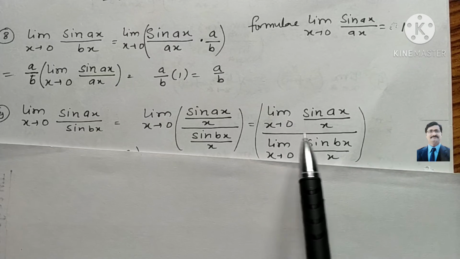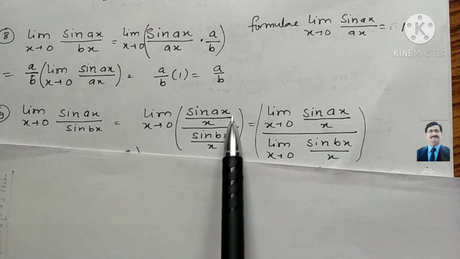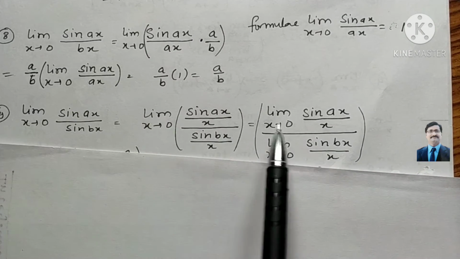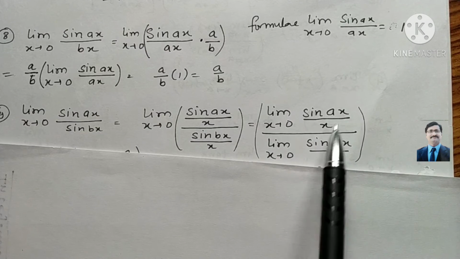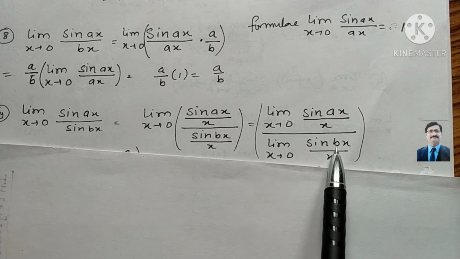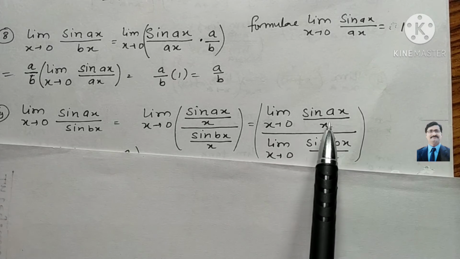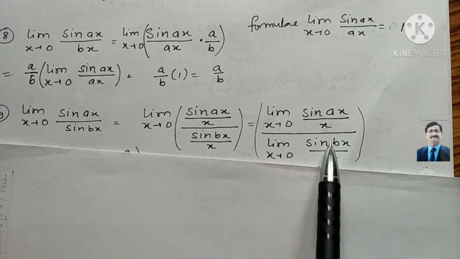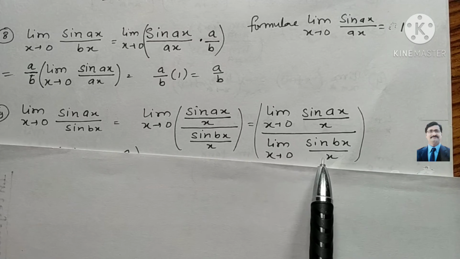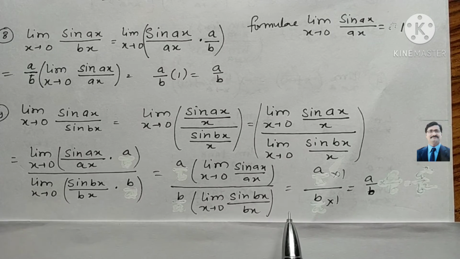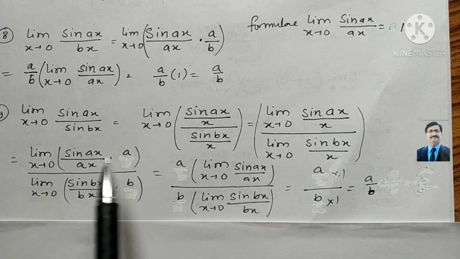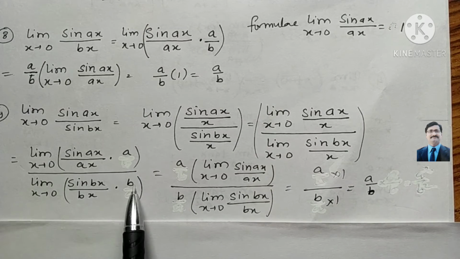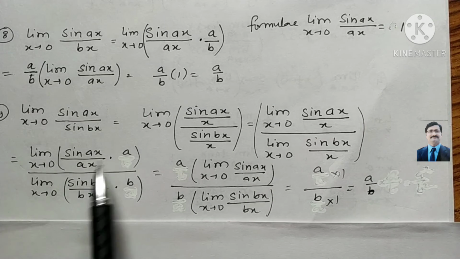First, the numerator and denominator we separate. This is our numerator and this is the denominator. So we get the limit as x tends to 0 of sin ax upon x, and the limit as x tends to 0 of sin bx upon x. Now look, here is a, which means we want a here also, and here is b, which means we want b here. So we will multiply by a and divide by a, multiply by b and divide by b, both we will do here.